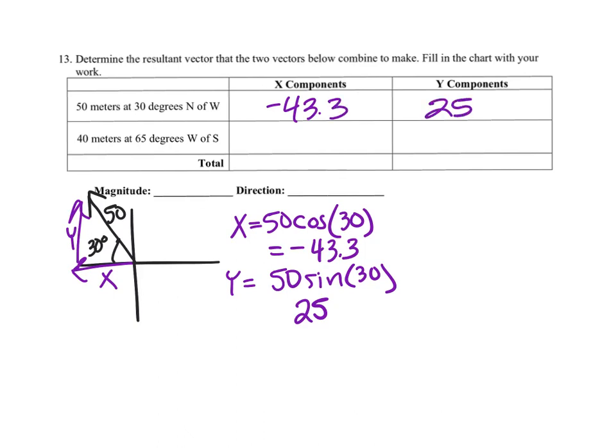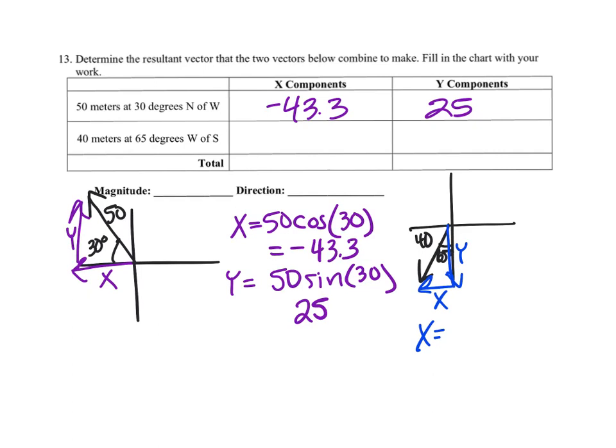All right, now for the next one, we're going to draw that. We're going west of south, so we're down here, 65 degrees, and magnitude is 40. Sorry, that's kind of tiny. We're going to go down and then over. So X is horizontal, Y is vertical. So for the X this time is opposite. So it's not always X is cosine.